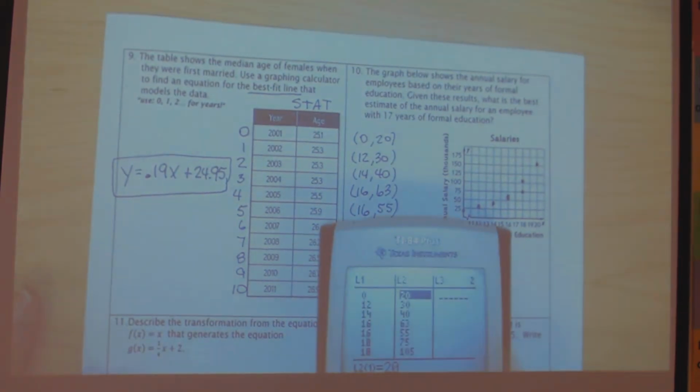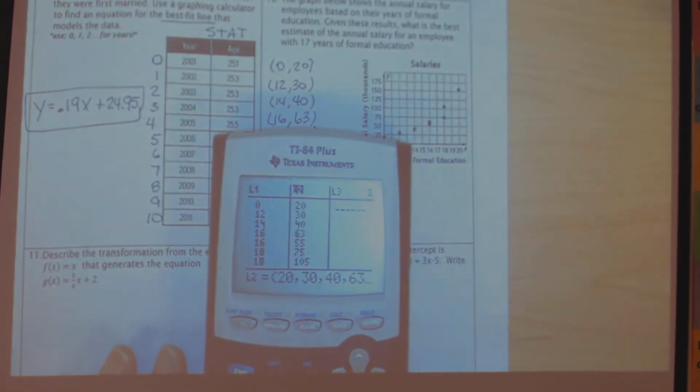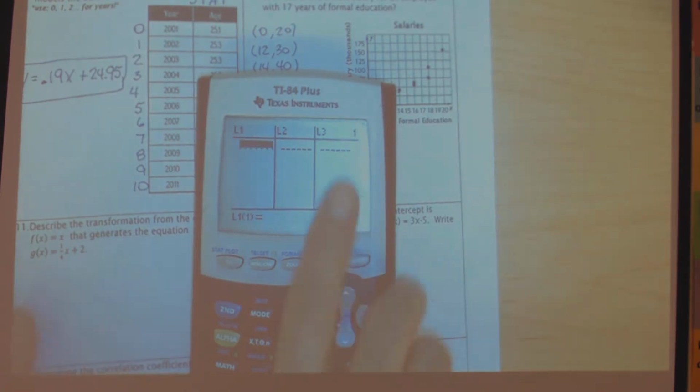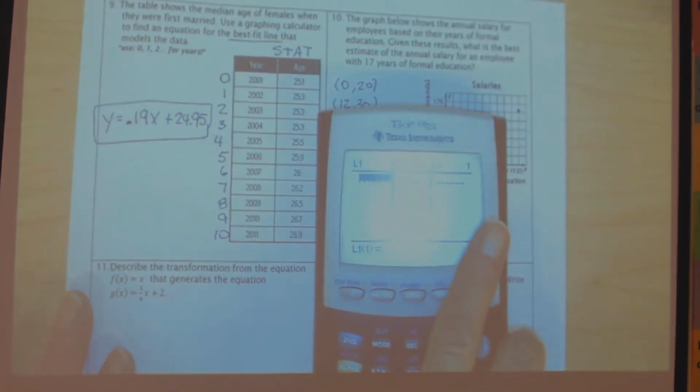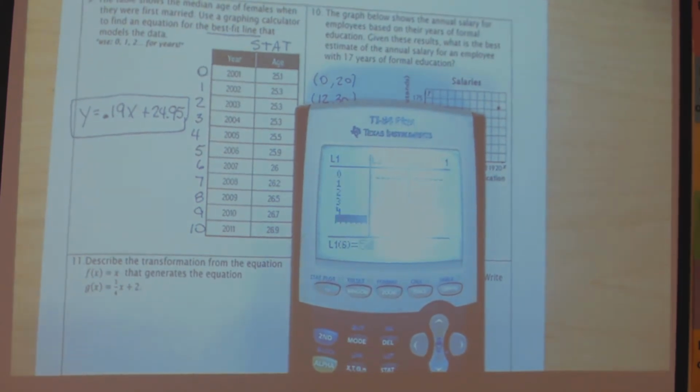So here I am at, let me get out of that. Let's go to Stat, Edit. I need to clear out the data that's here. Remember, I go up and I highlight the column, and then I'm going to hit the clear button here and then hit enter so that it clears it out. Never use the delete key. You are clearing out this column. You are not deleting the column. So here we will put in the X values into L1.